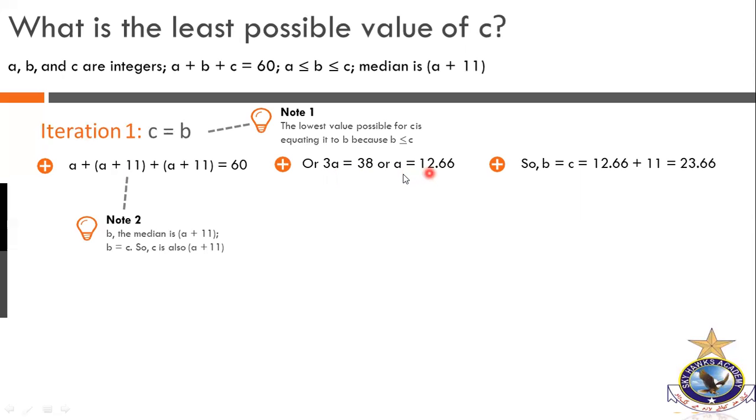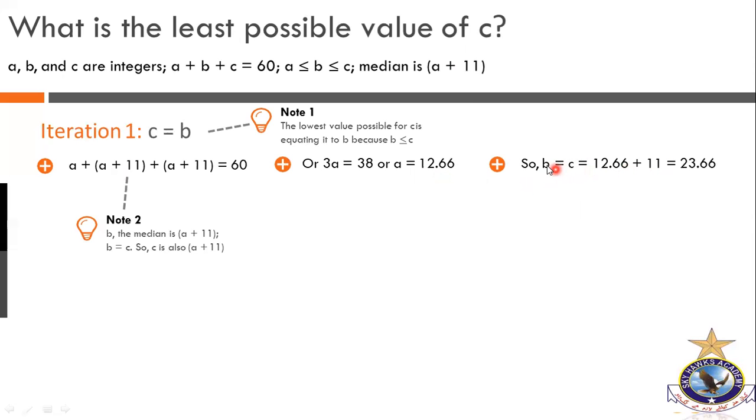So keep in mind this value. This is valuable. It's a key step to our right choice for the least value of C. So we have calculated A is equal to 12.66. From here, B is equal to C. Look at this, this will do the magic. Just focus on this. B is C.